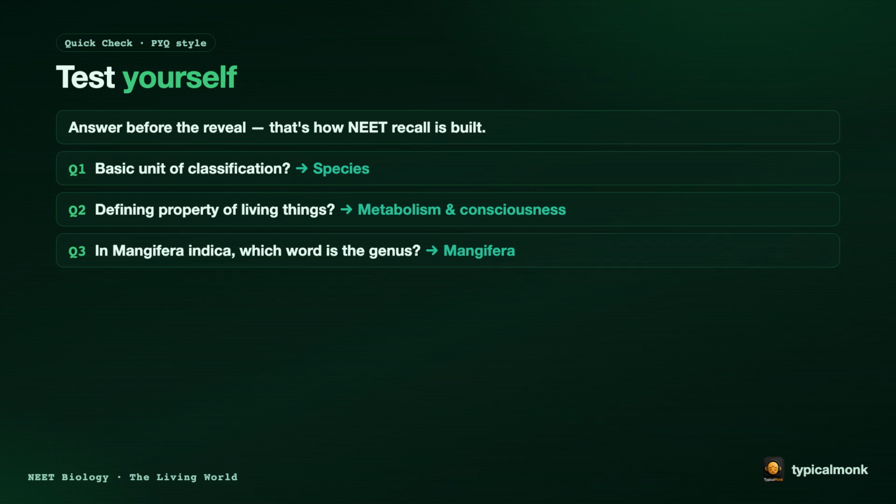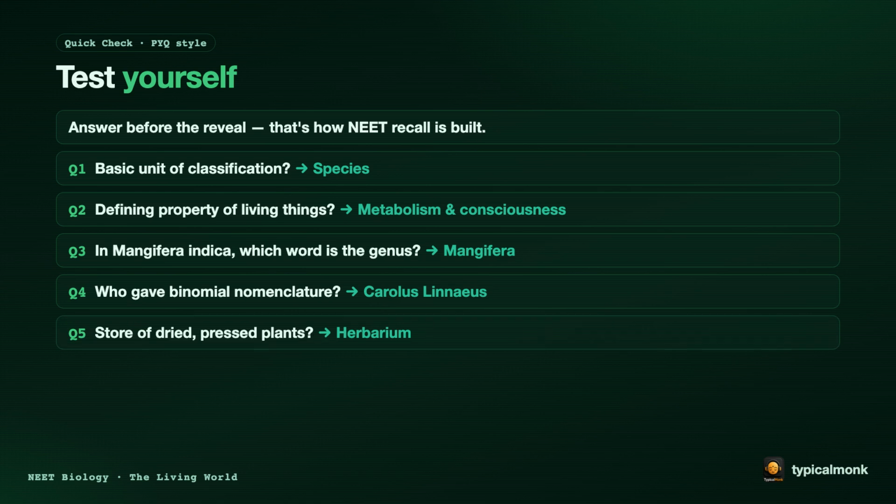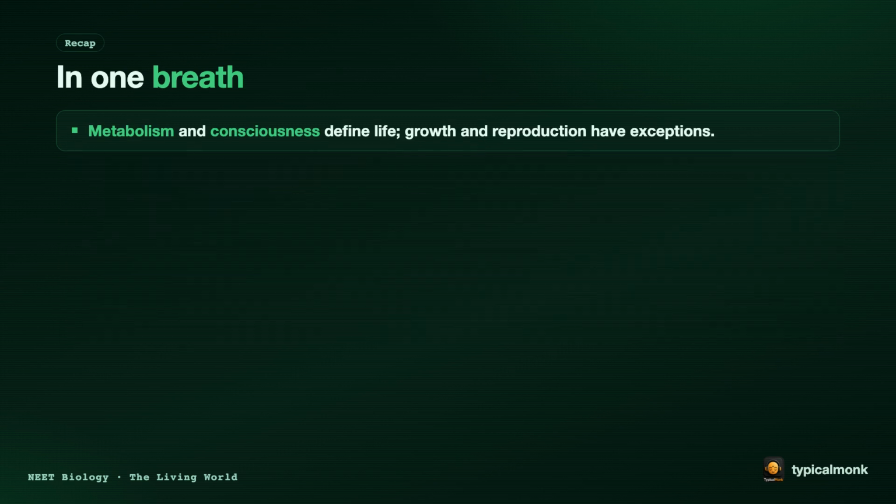Question 3. In Mangifera indica, which word is the genus? Mangifera. Question 4. Who gave binomial nomenclature? Carolus Linnaeus. Question 5. The store of dried pressed plants. The herbarium.